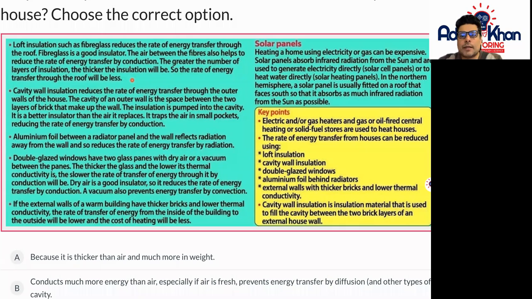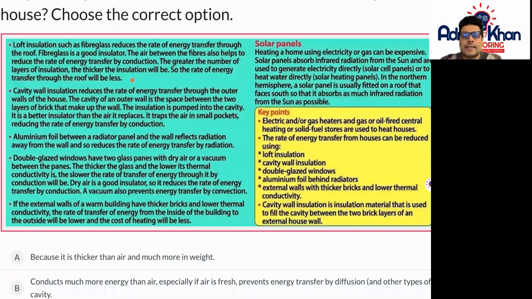Aluminium foil between a radiator panel and the wall reflects radiation away from the wall and so reduces the rate of energy transfer by radiation. For example, you may have a radiator in your house and the wall could have aluminium foil. Not everybody has this, but it's a good thing, because when the heat comes out of the radiator towards the wall rather than inside the room, it will reflect back from the aluminium foil and come back into the room. So that's a really good way of insulating a house.